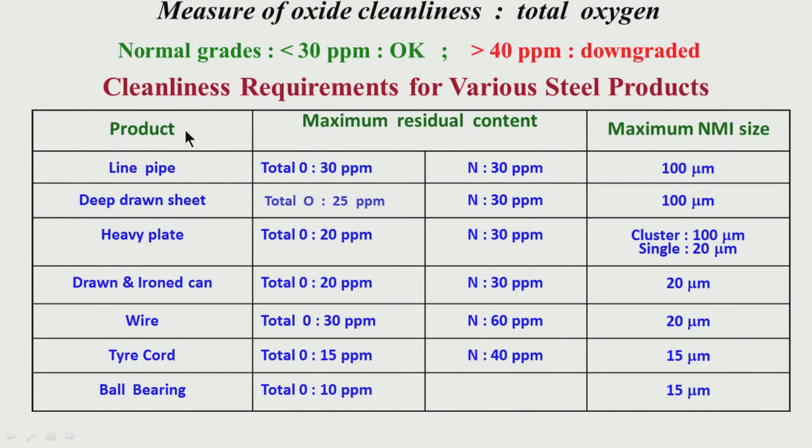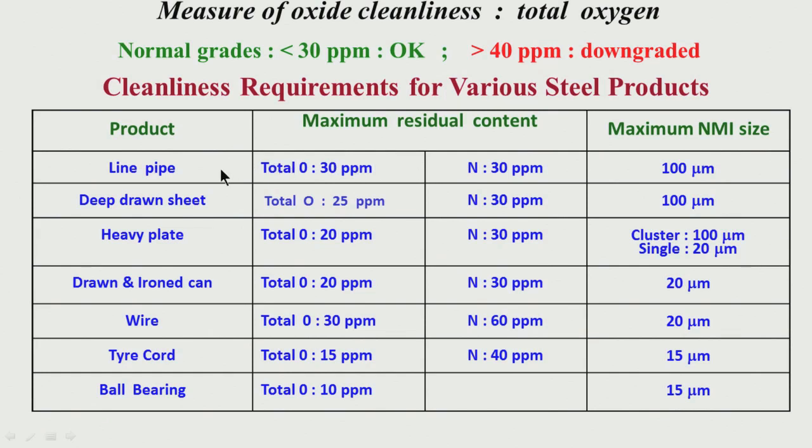So, I have talked about the steel product here, the maximum residual content, that means the elements oxygen, nitrogen, and what is the size of the NMI, maximum size. Here also we have talked about the maximum level which is tolerable, beyond that it is not tolerable.